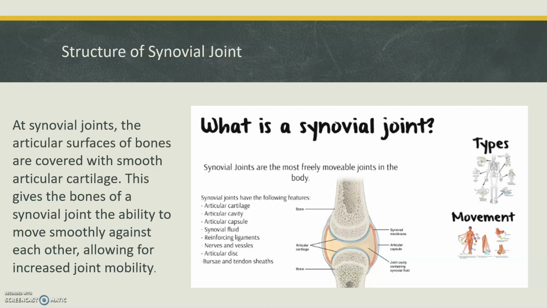So what's the structure of a synovial joint? At the synovial joint, the articular surfaces of bones are covered with smooth articular cartilage. This allows for smooth movement. There are two layers. The outer layer, the outer fibrous layer, is composed of ligaments, and then there's an inner layer with the synovial membrane, which secretes synovial fluid.